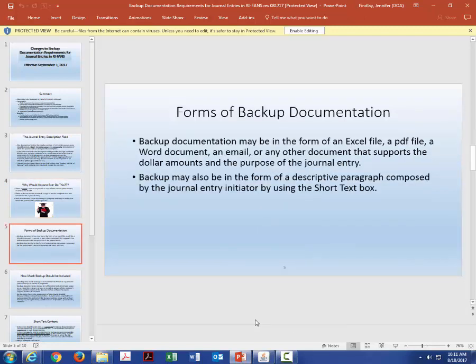Backup documentation may be in the form of an Excel file, a PDF file, a Word document, an email, or any other document that supports the dollar amounts and the purpose of the journal entry. Backup may also be in the form of a descriptive paragraph composed by the journal entry initiator by using the short text box.